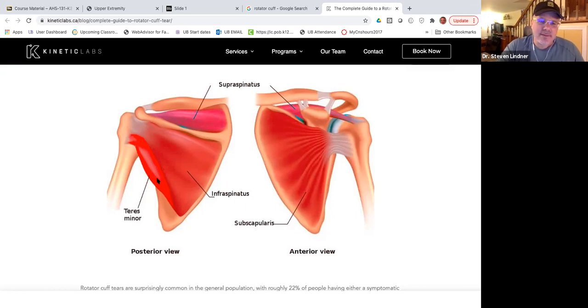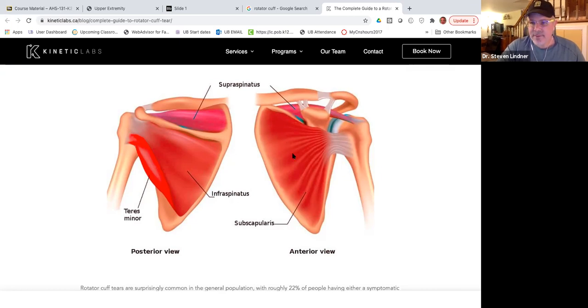Now, Teres Minor doesn't originate on a fossa. It actually originates right here on the medial border of the scapula. The other thing I want to point out to you is that the supraspinatus, the infraspinatus, and the Teres Minor, all three of these muscles that are on the posterior, are going to insert onto the humerus where the greater tubercle lies. So the greater tubercle was an important landmark of the proximal humerus.